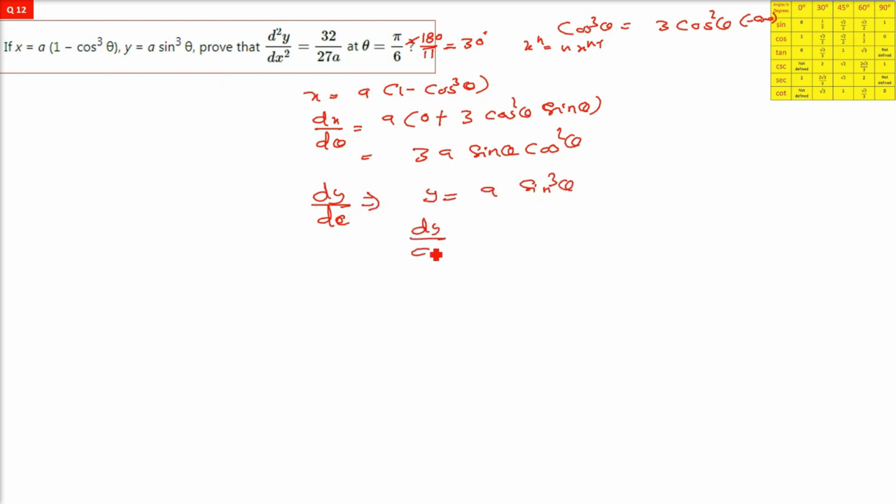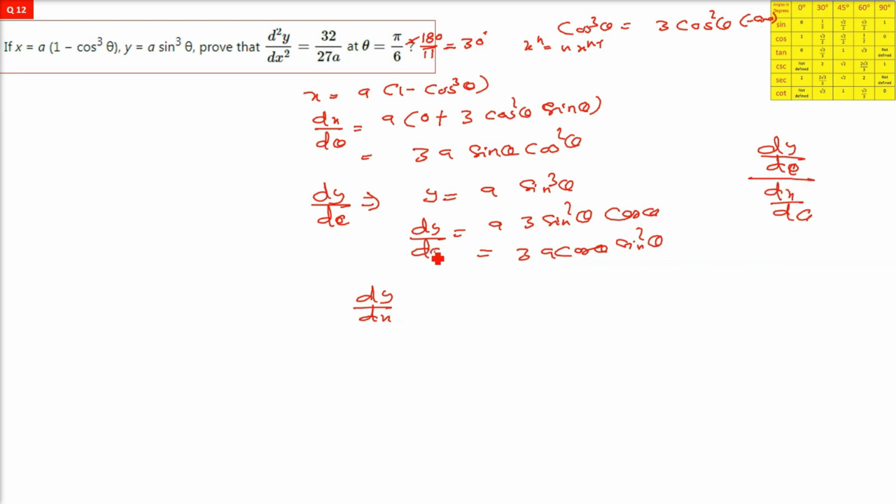So dy by d theta will be a. Again, it can be considered sin cube as x to the power n. So 3 sin square theta, then sin theta differentiation will be cos theta. So 3a sin square theta cos theta, or 3a cos theta sin square theta. First of all, we have to find out dy by dx. Dy by dx will be dy by d theta divided by dx by d theta.